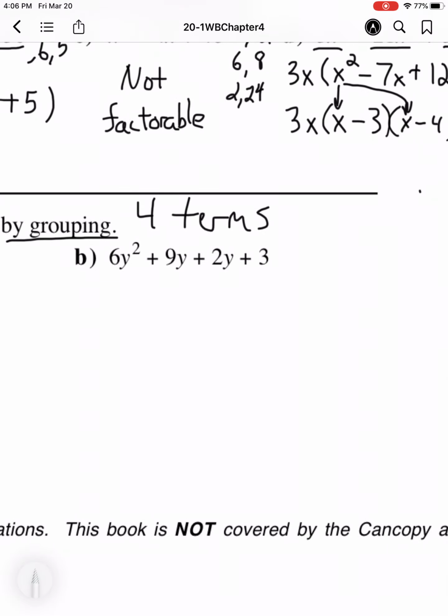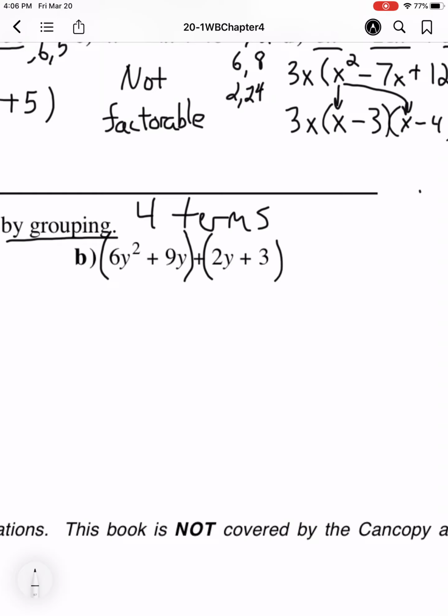Okay, same thing. Check for greatest common factor. Initially, you might say they all divide by 3, but this one does not divide by 3. There's not a y here, so I can't take out anything. So we're going to put in our brackets. We've got 4 terms. We're going to try factoring by grouping and see what happens. We're going to put these in groups.